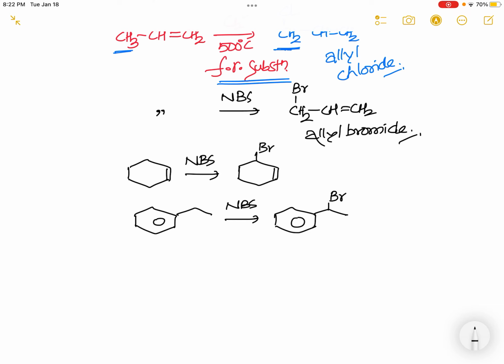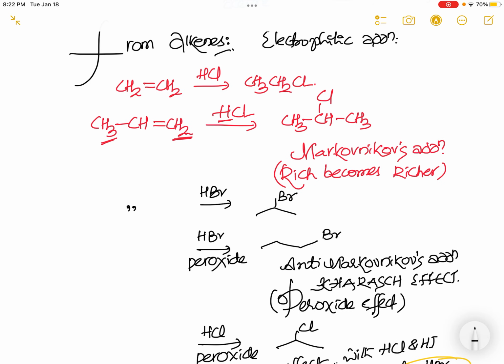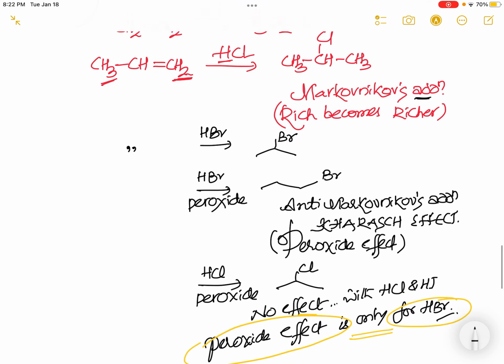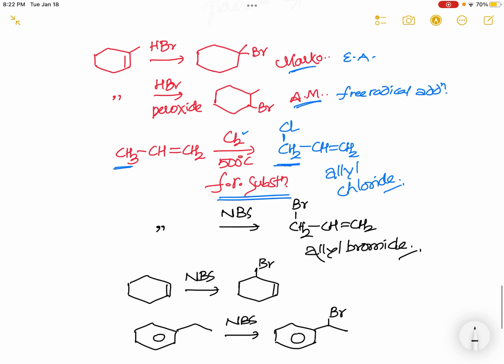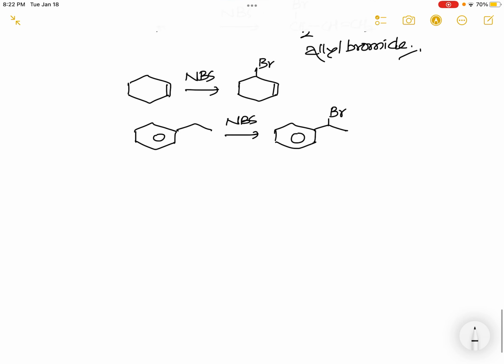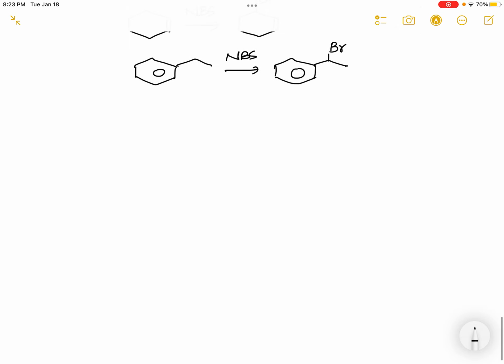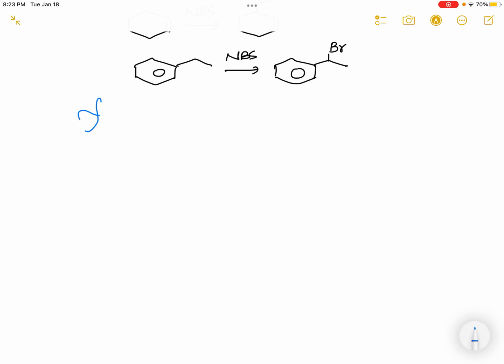These are all from alkenes only. First, these reactions are electrophilic addition reactions. Markovnikov addition, what you are showing, is electrophilic addition. Then, with peroxide, this particular reaction is free radical addition. When you go for this one, it is free radical substitution. All these are from alkenes. One very special reaction is from alcohols.